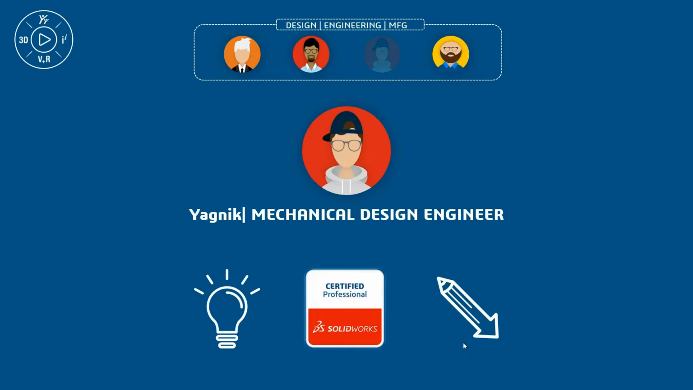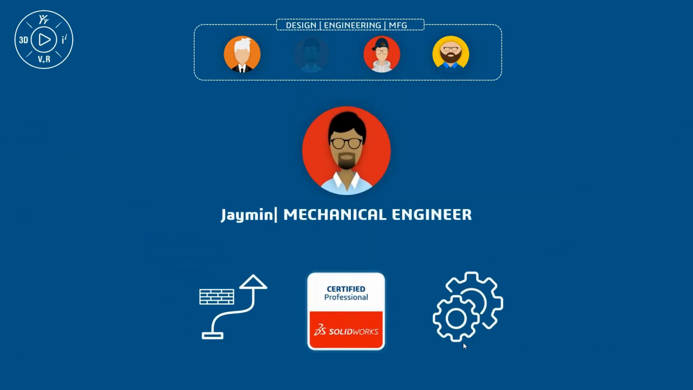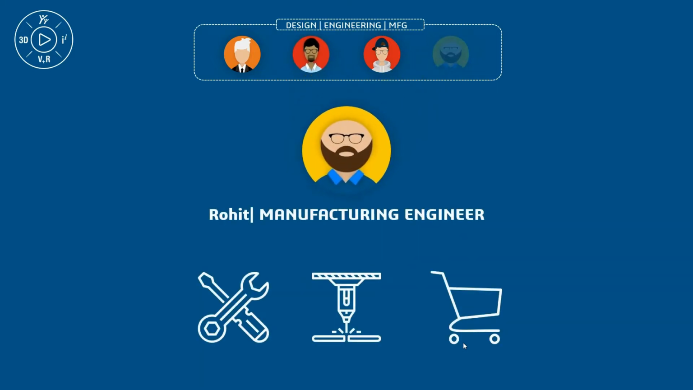Yagnik is the certified SolidWorks professional. He knows all the ins and outs of SolidWorks 3D CAD design. Our second design engineer is Jamin, who has the specialty in complex assembly and is going to be working on the assemblies. And Rohit is the team's manufacturing engineer. His responsibilities include overseeing all in-house manufactured parts along with working with the outside manufacturing suppliers and vendors.